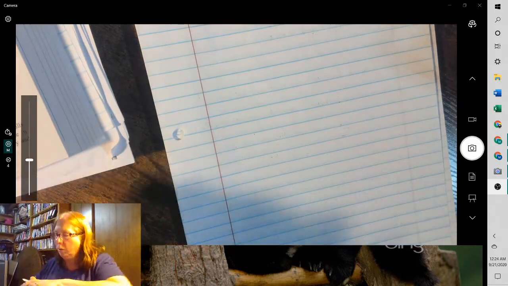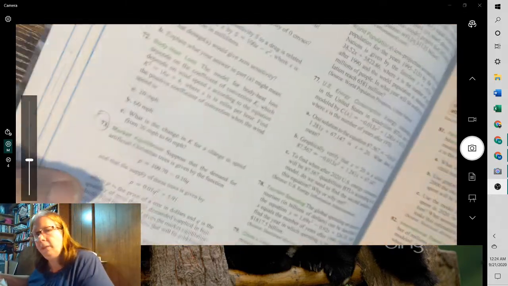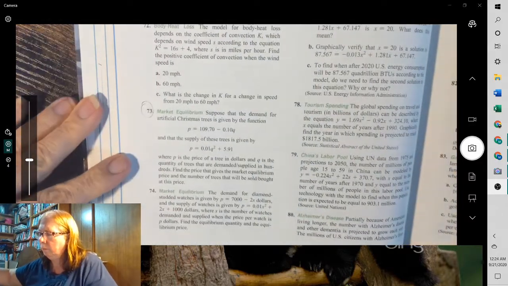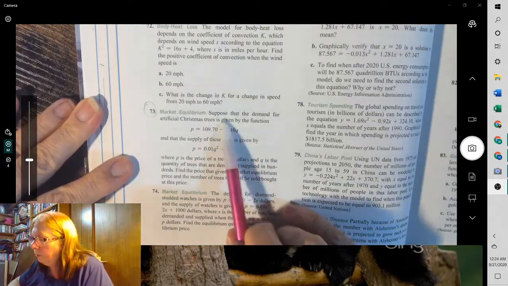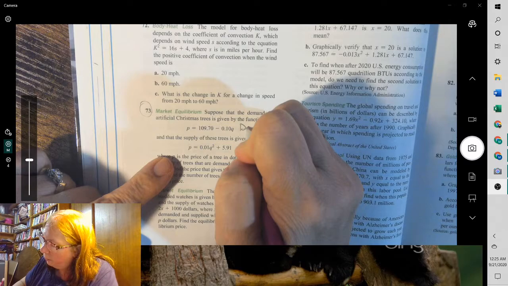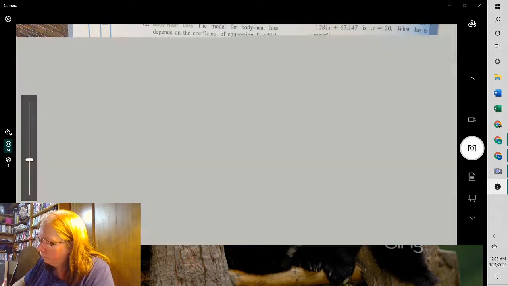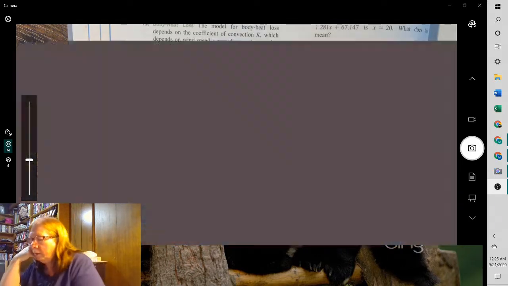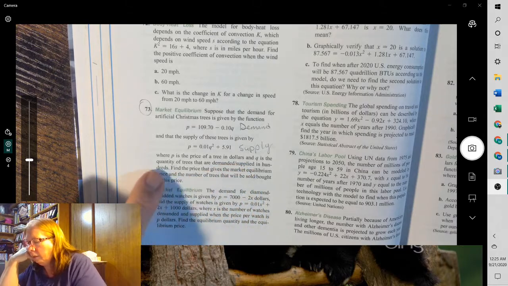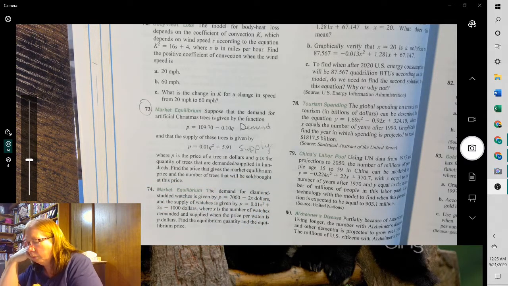I'll try one more. Supply and demand. Number 73. Suppose that the demand for artificial Christmas trees is given by this function. So this one's demand. And supply, this one. Where P is the price of a tree in dollars and Q is the quantity. Find the price that gives the market equilibrium price and the number of trees that will be sold and bought at that price.